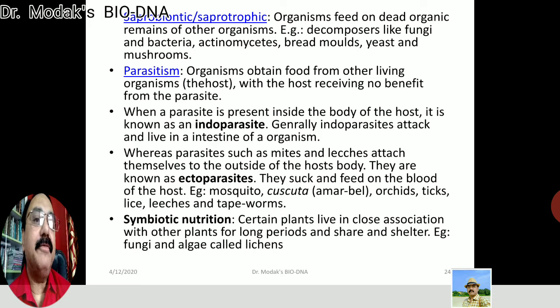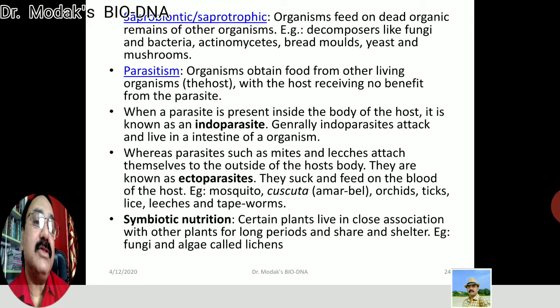Here the organism obtains food from another living organism, which we call the host, slowly and gradually without killing it. So the organism called a parasite derives food from its host without killing it. Certain organisms grow inside the body of the host, and they are called endoparasites. For example, in animals, certain worms growing in our intestine are called endoparasites. While there are certain animals which suck the food material or blood from the body of the host, like mosquitoes and bed bugs, and they are called ectoparasites.